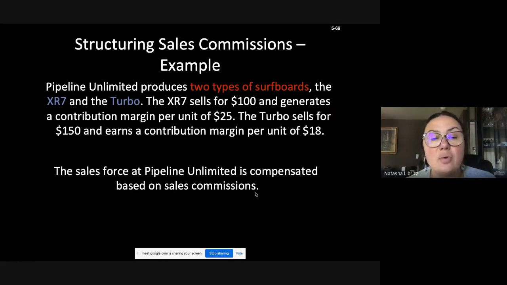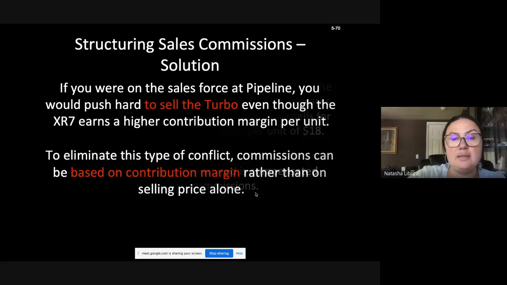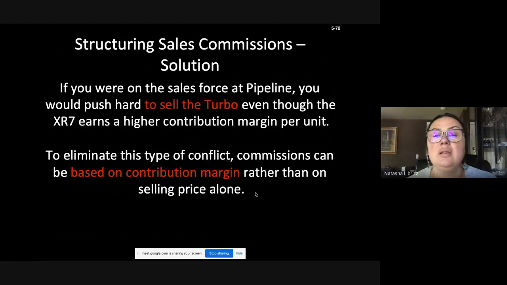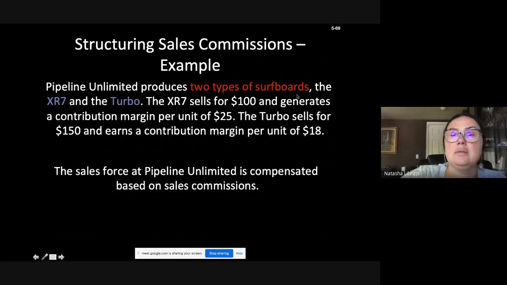So the sales force at Pipeline Ultimate is compensated based on sales commission. If you are on the sales force at Pipeline, you would push harder to sell the Turbo, right? So let's go back and look at the numbers. The XR7 sells for 100, and the contribution margin per unit is 25. And the Turbo is 150 and earns a contribution margin of $18.